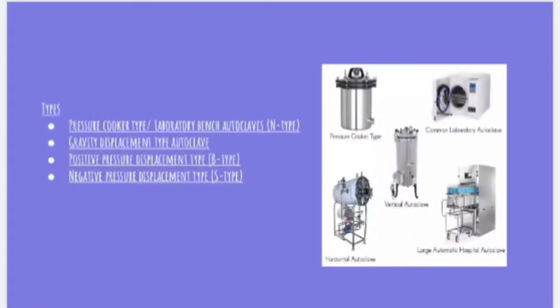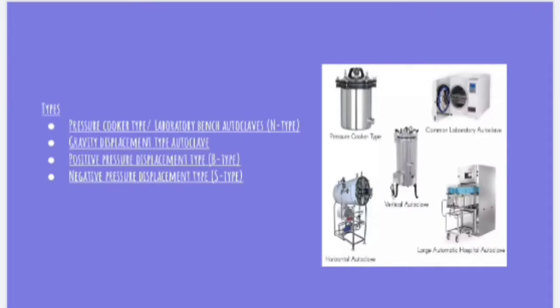Types of autoclave. There are different types of autoclaves present in the market, some of which are pressure cooker or laboratory bench autoclaves, that is N-type. These N-type autoclaves as domestic pressure cookers are still in use in many parts of the world. It has an air and steam discharge tap, pressure gauge and safety valve. There is an electric immersion heater in the bottom of the chamber.